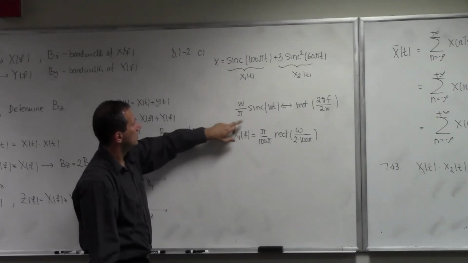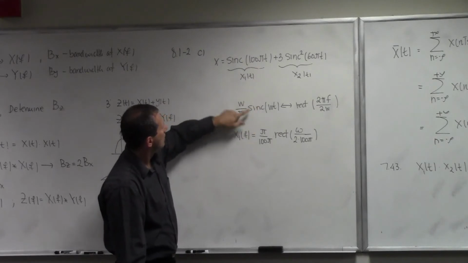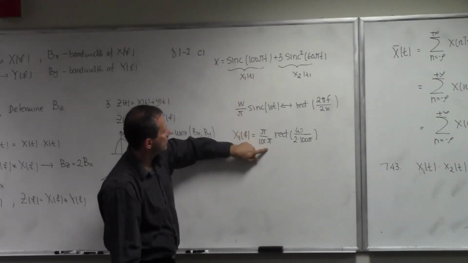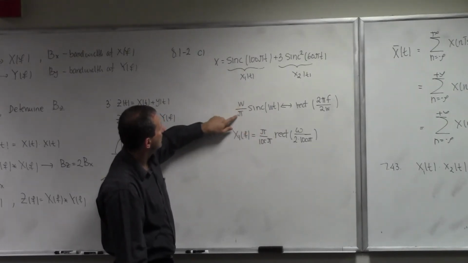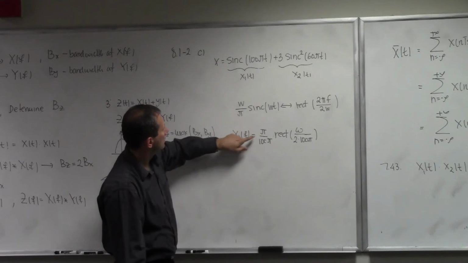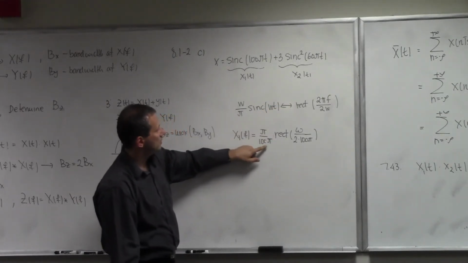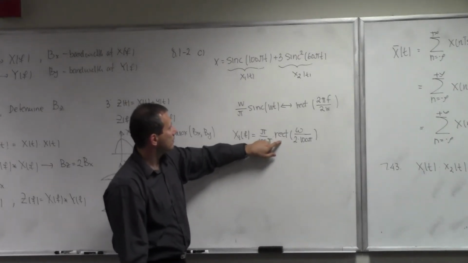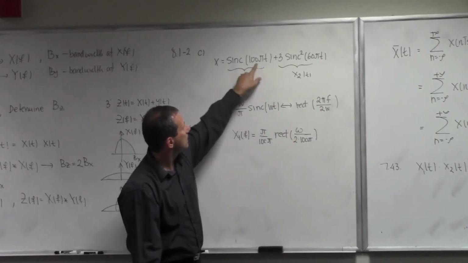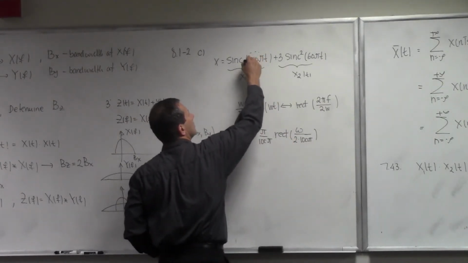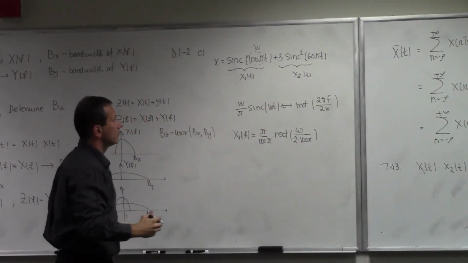Did I do it right? If you look at it, this W here is 100 pi. So I'm missing W over pi here, so I put it on the right-hand side: I have to put pi over here and divide by W, but W is 100 pi. And then rectangular of omega divided by 2 times W, this whole thing is W. So that's the x1 of f.